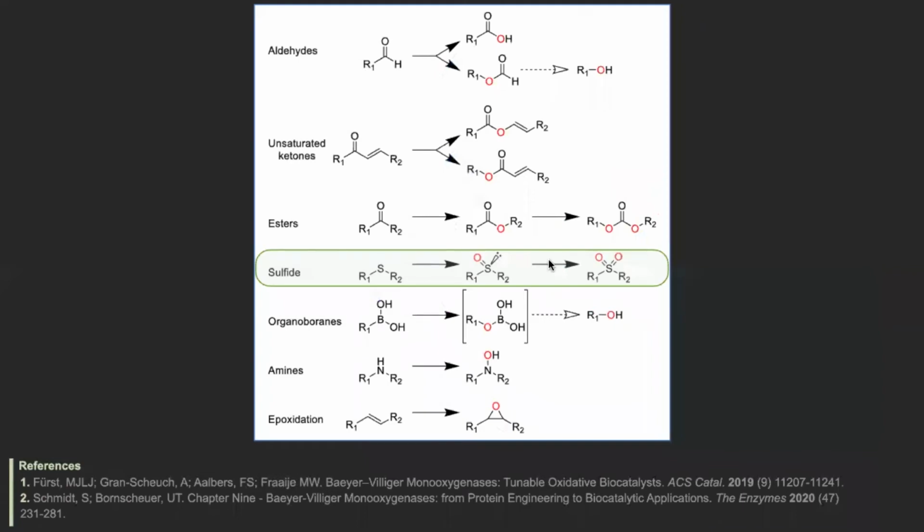Interesting to mention is that Baeyer-Villiger monooxygenases are also capable of catalyzing some unconventional, a bit different reactions. And the most interesting and studied one is sulfoxidation. This reaction is studied, for example, also for the biocatalytic synthesis of APIs, and we will come back to this later.